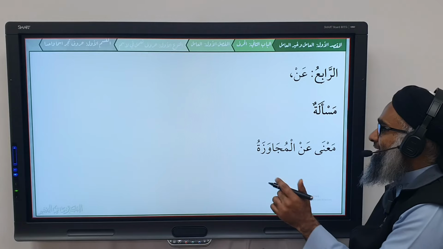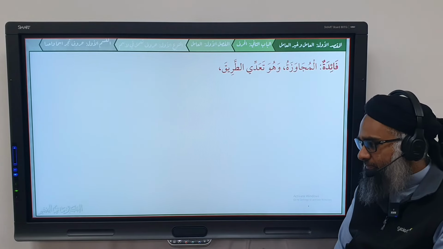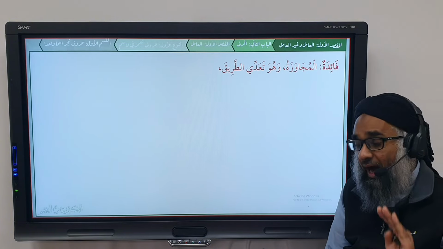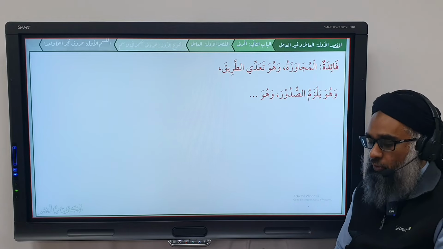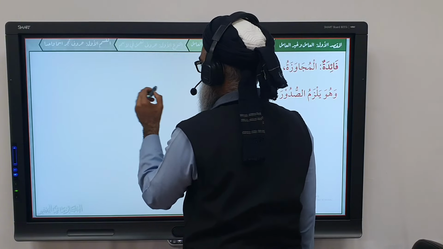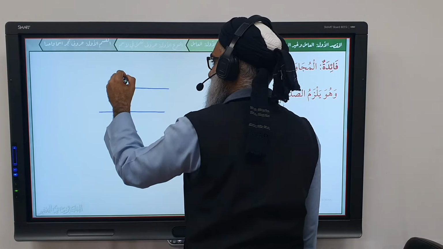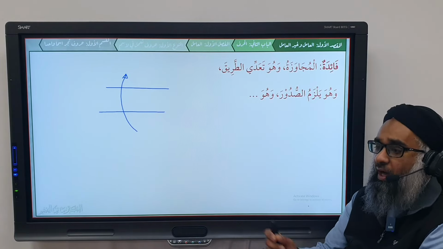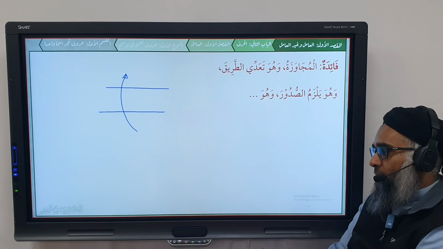Now, to be honest with you, I didn't understand this properly for a long time. What does mujawaza mean? Literally, mujawaza means ta'addi tariq, that you pass a path, you traverse a path. Are you following? For example, this is a path. So tajawaza, you went past it, you crossed it. You crossed the path, either in breadth or in width. This is tajawaza tariq. That's what tajawuz means. Okay?